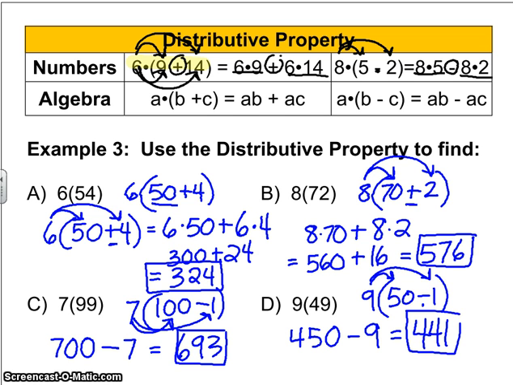Fabulous. So, again, you need to have 2 skills down. 1, look at an equation and know what property is being used, and 2, actually apply the properties and justify your work as you are moving along.